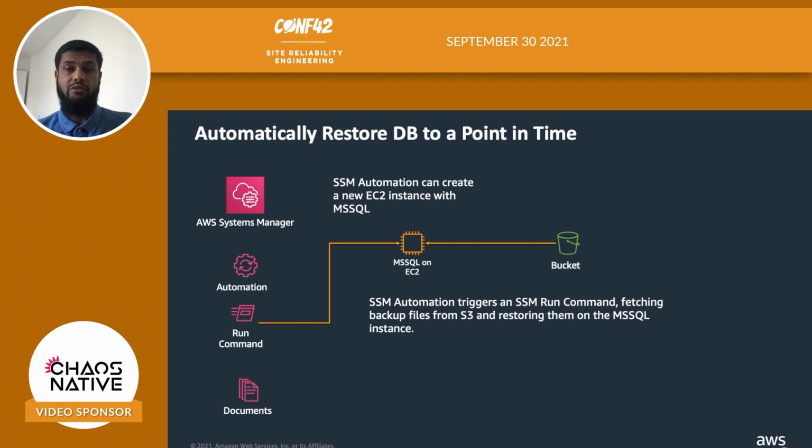Systems Manager Automation can create a new EC2 instance or identify an instance on which the backups should be restored. Then it can invoke the SSM Run Command, which instructs the target instance to fetch the backup files from S3 and restore them on the SQL Server. Using a proven and tested automation workflow basically eliminates human errors during an actual time of disaster, which also reduces the mean time to action and resolution of incidents or change requests.